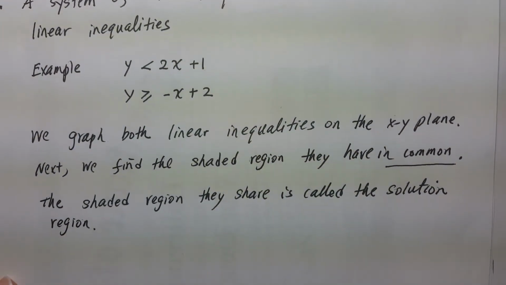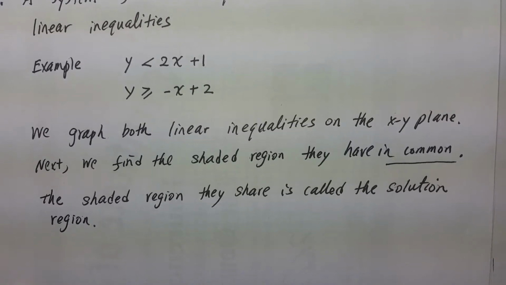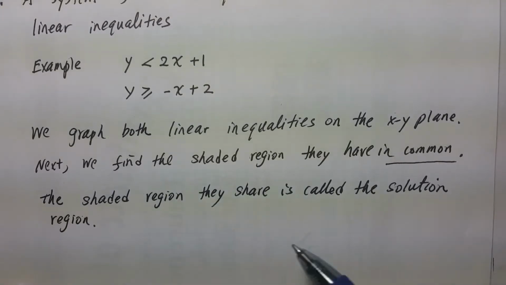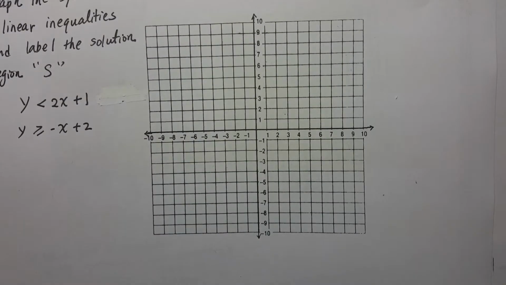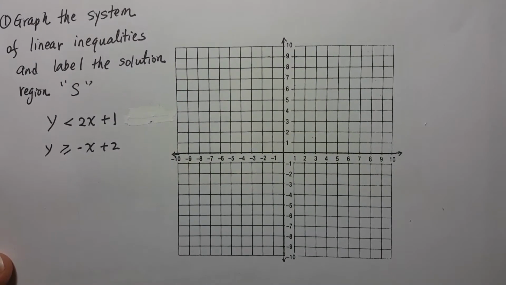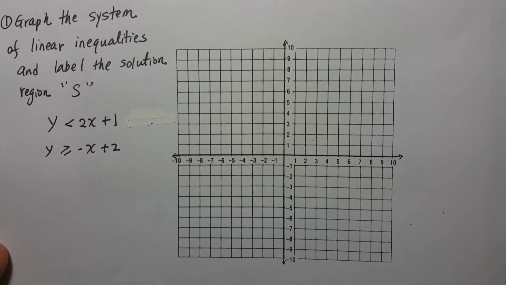We graph both linear inequalities on the xy plane. Next, we find the shaded region they have in common. The shaded region they share is called the solution region. Now let's take a look at question number 1. Graph the system of linear inequalities and label the solution region.